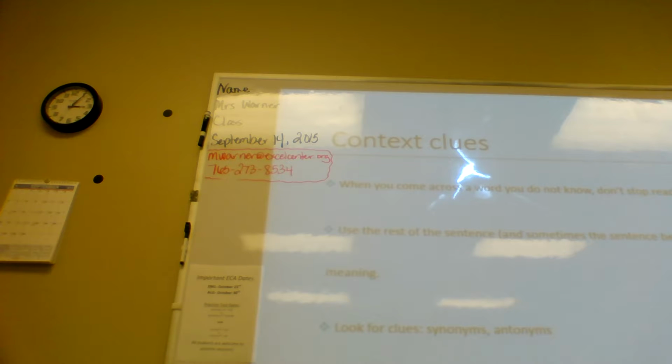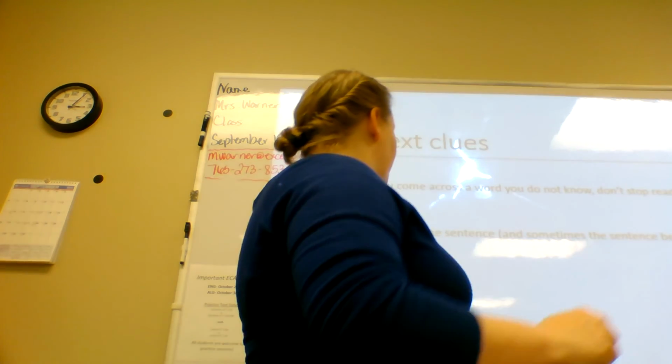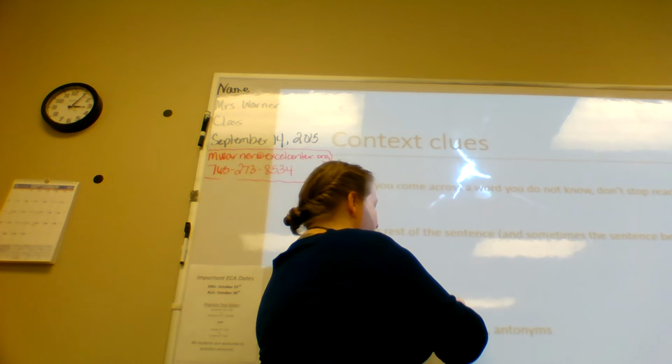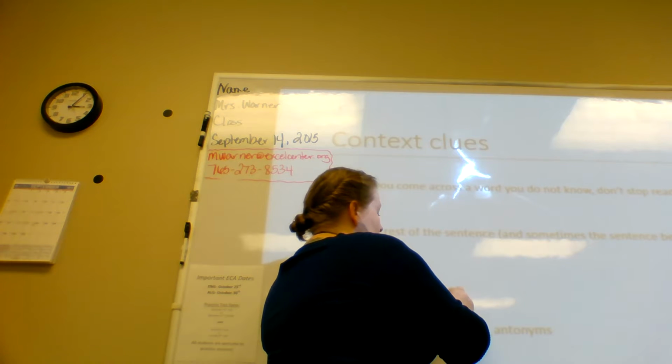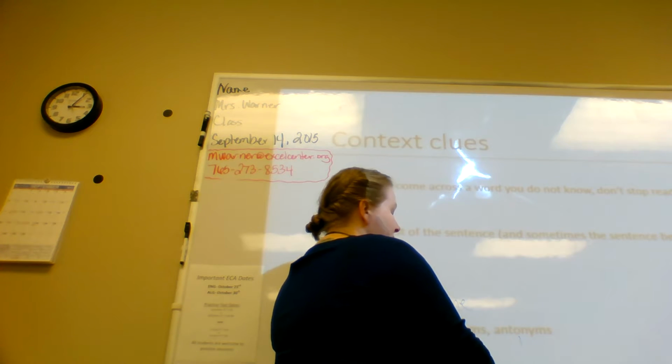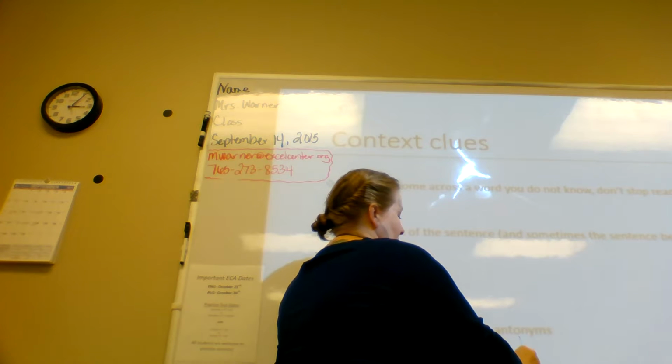So when you're using context clues, you're using the rest of the sentence. Sometimes it's the sentence before it, sometimes it's the sentence after it. And they will contain words that help you judge the meaning of the word. So sometimes there are synonyms. Remember, synonyms are words that mean the same thing. Antonyms mean what? Good, opposite.